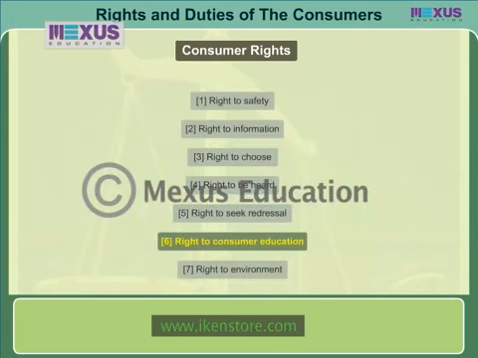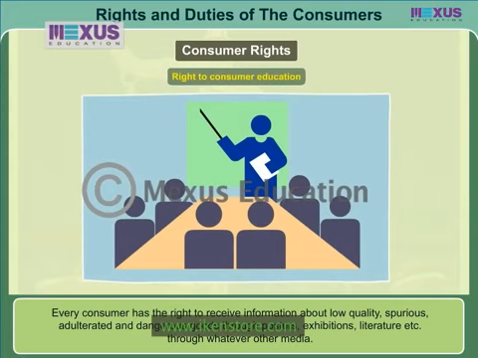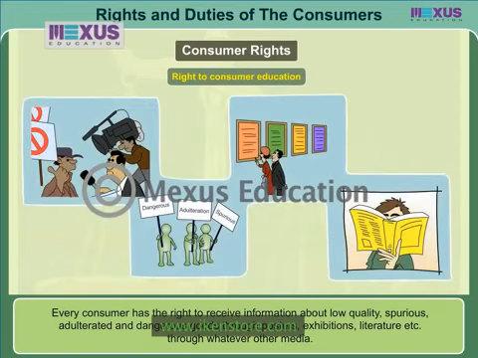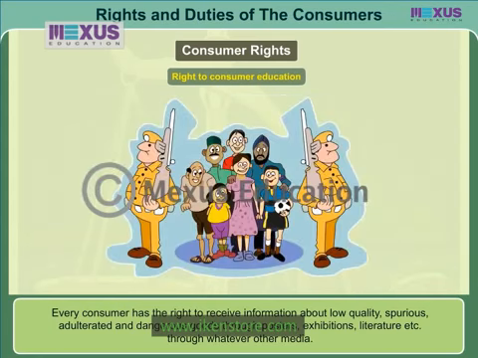Right to consumer education. Consumers should be updated with the information about low quality, spurious, adulterated and dangerous goods that may be flowing in the market. Information may be conveyed to consumers through posters, exhibitions, literature or any other mass media. This information protects the consumer from being victims of dangerous, fake and duplicate products.